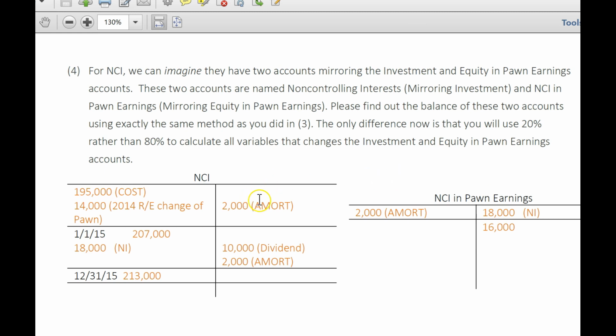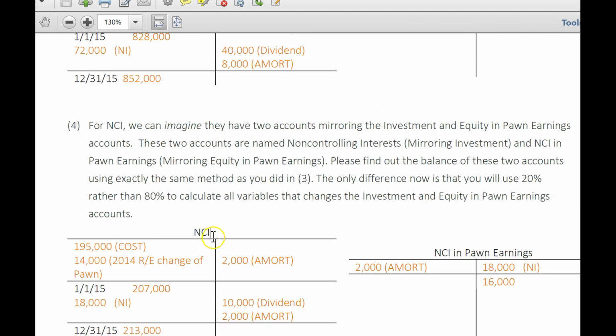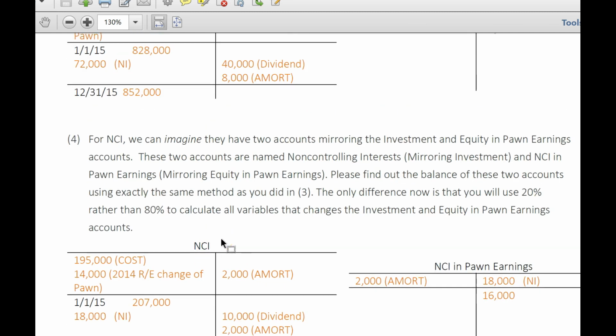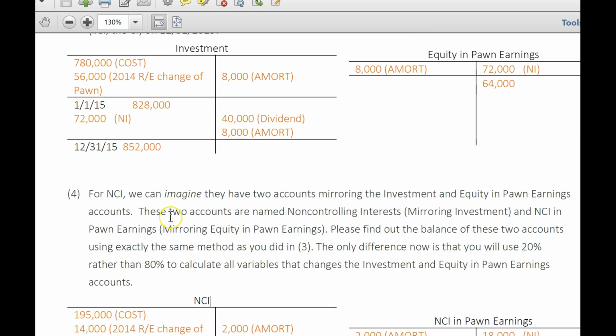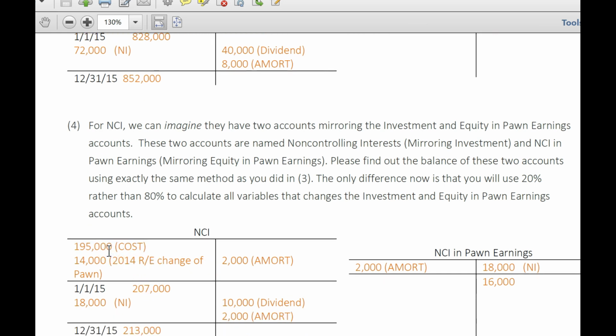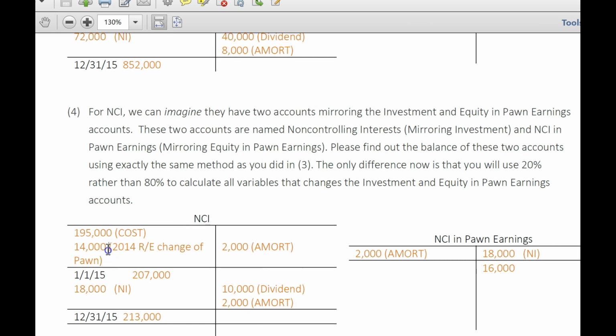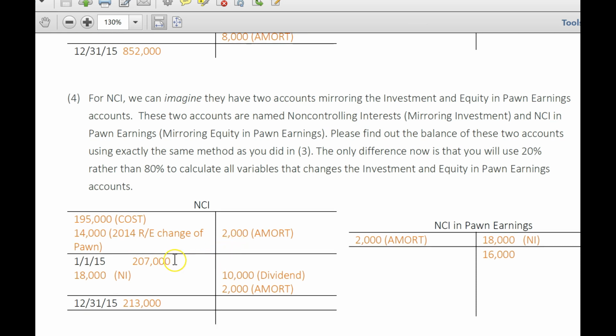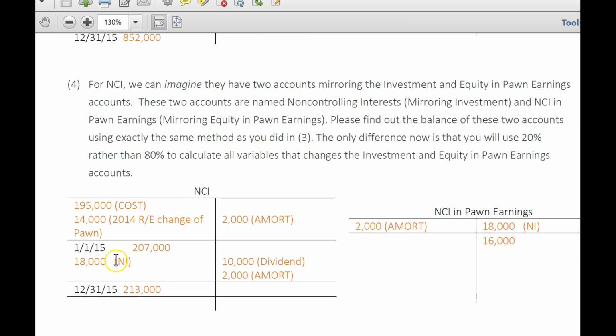So if you look at the NCI account mirror, NCI means non-controlling interest. It's an equity account. It mirrors the investment account. It starts with the cost that the NCI paid, which is 9.75 per share multiplied by 20,000 shares. So that is the total cost that NCI paid. Then 20% of the change of retained earnings for 2014, and 20% of amortization. Okay, that gives us the beginning balance of NCI of 15.